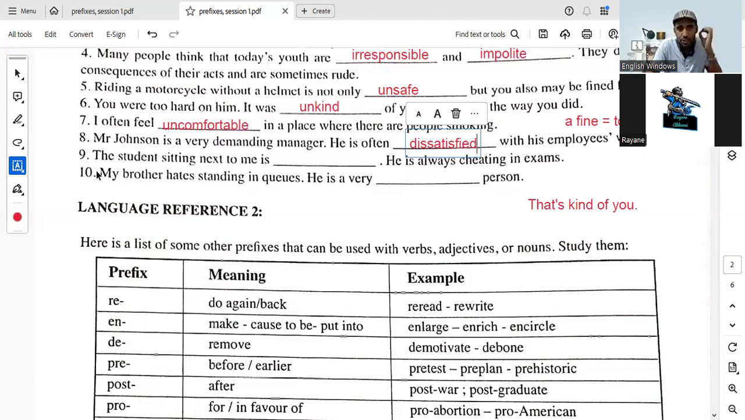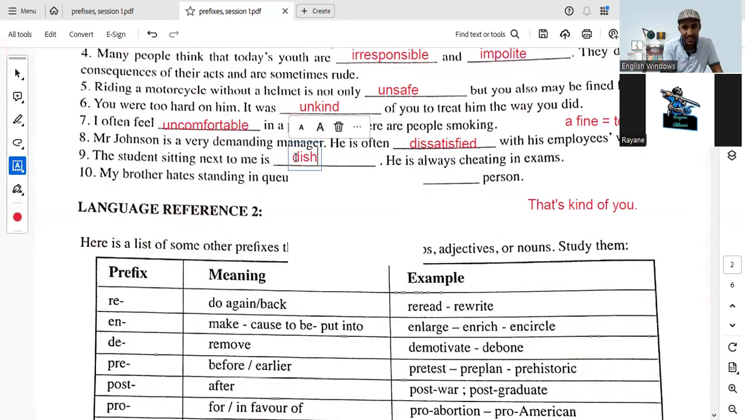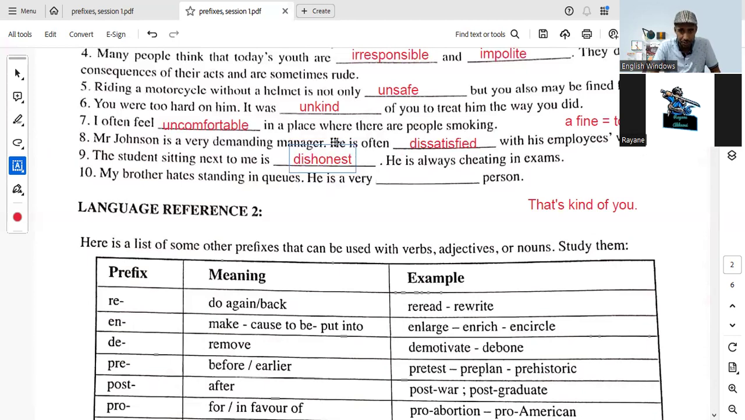Number 9, the student sitting next to me is always cheating in exams. Dishonest. Dishonest, excellent job. Great, yes, dishonest. Someone who is dishonest is someone who is not telling the truth, or someone maybe who is cheating, right?